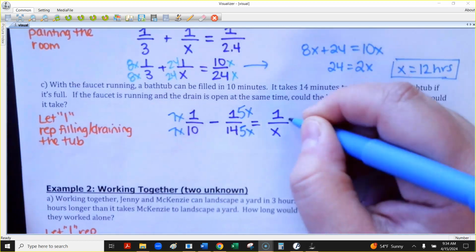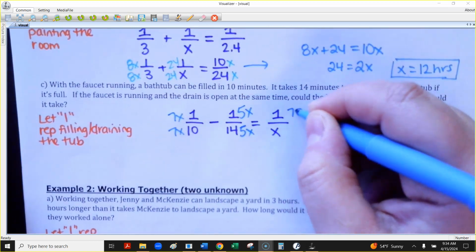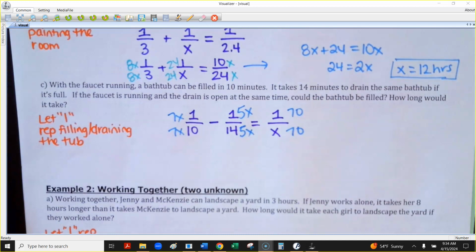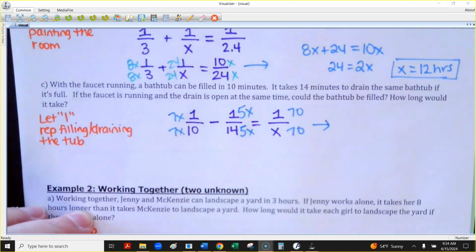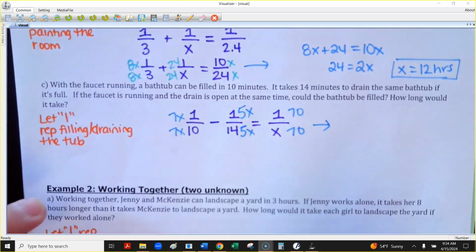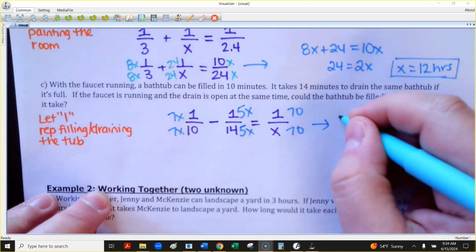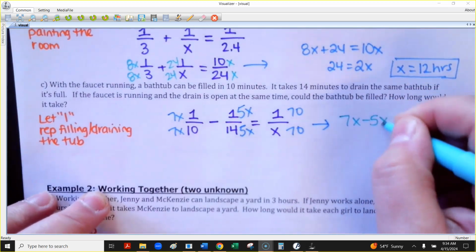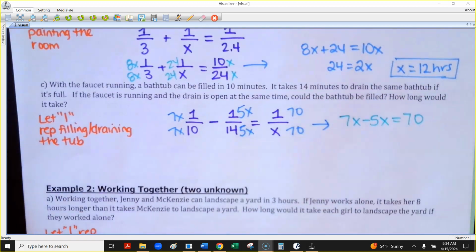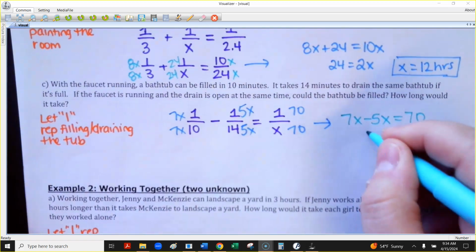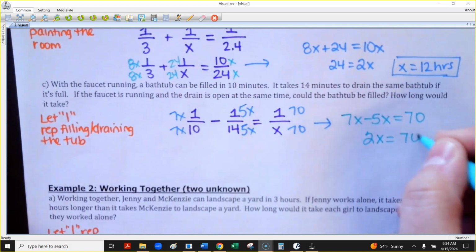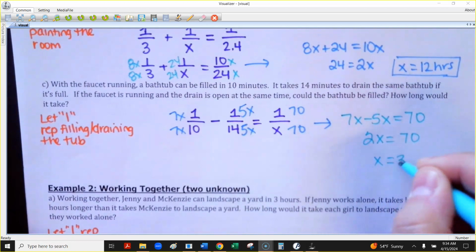And I already have the x, so I'm just going to make it 70 top and bottom of the last fraction. If those lovely denominators all match, it forces the numerators to be equal, so I'm just going to work with the top. It would be 7x minus 5x equals 70. So this is actually a nice number here. We're going to get 2x equals 70. X would be 35 if you divide that.